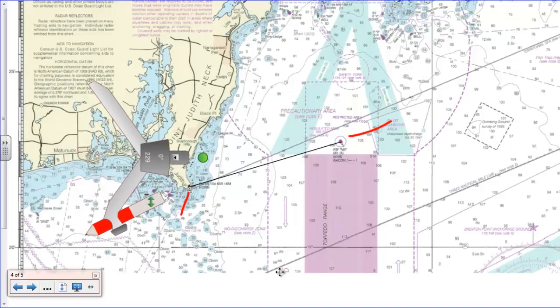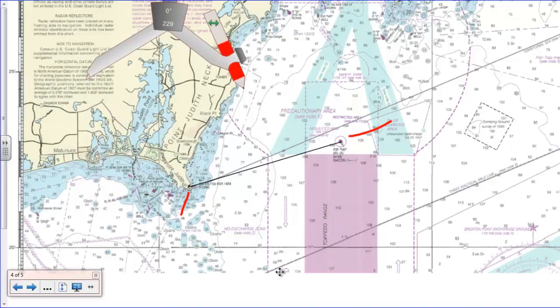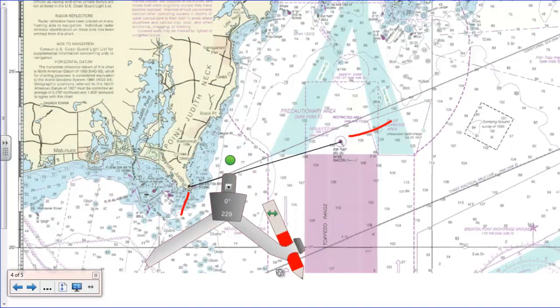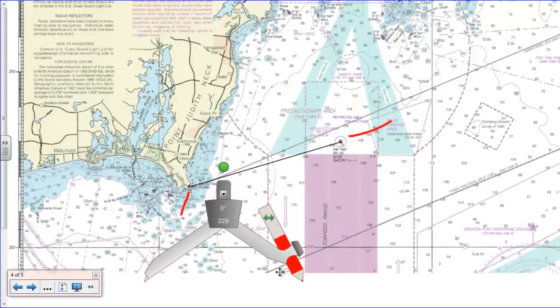Just for fun, take these dividers, take that same distance, and bring it down to the bottom of the chart, and you'll see that it is significantly different. And that's because as we go further north from the equator or further south from the equator, the lines of longitude get closer and closer and closer together. So we cannot use the bottom or the top of the chart to measure distances. We could if we were at the equator, but only when we were at the equator.